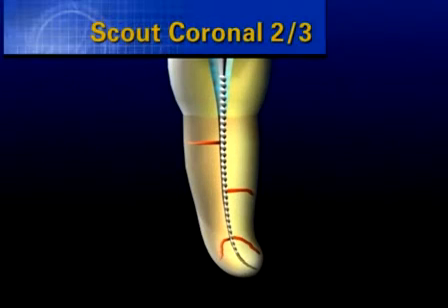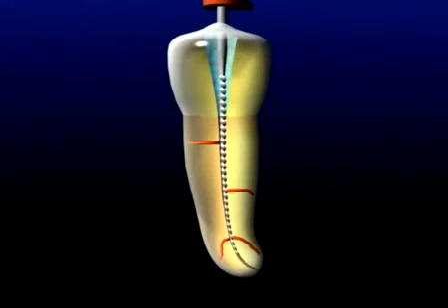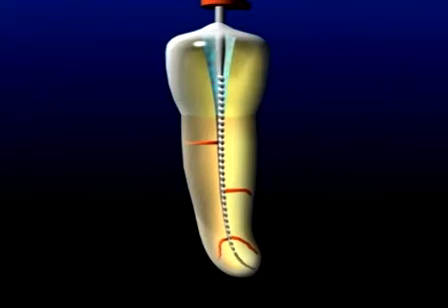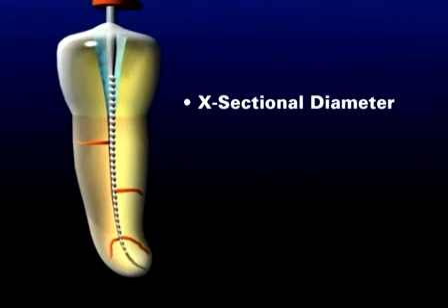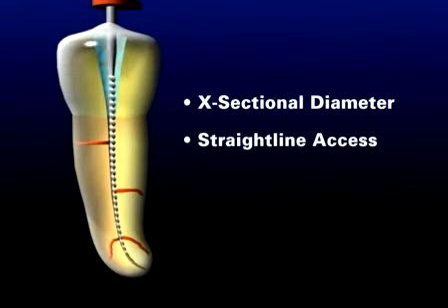Stainless steel ISO 02 tapered sizes 10 and 15 hand files are used to scout the coronal 2/3. Scouting files can provide three important pieces of information. Scouter files immediately reveal the cross-sectional diameter of a canal and provide information as to whether the canal is open but restricted, or calcified.